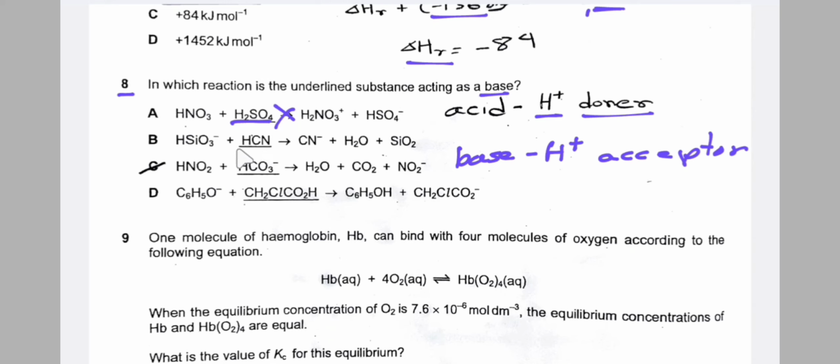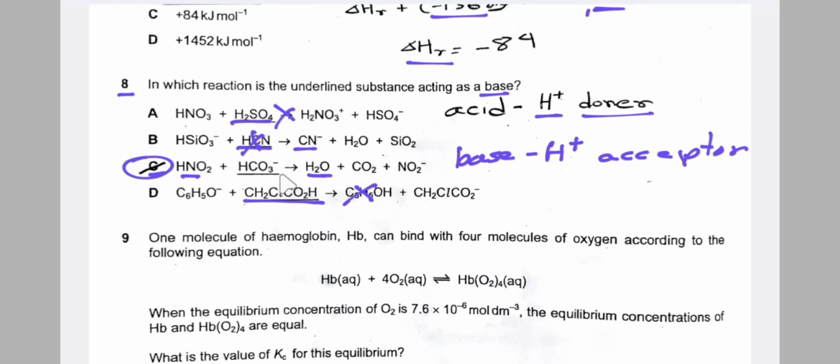Then HCN: as you can see, HCN is converted to CN minus, that means it donates a proton, so it is acting as an acid. Then HCO3 minus converts to water, carbon dioxide and NO2 minus. So here also, HCO3 minus converts to water, also HNO3 converts to water. We will discuss this later. For option D, we can see that the underlined species donates a proton, so it is a proton donor, and a proton donor is an acid, so this is not acting as a base.